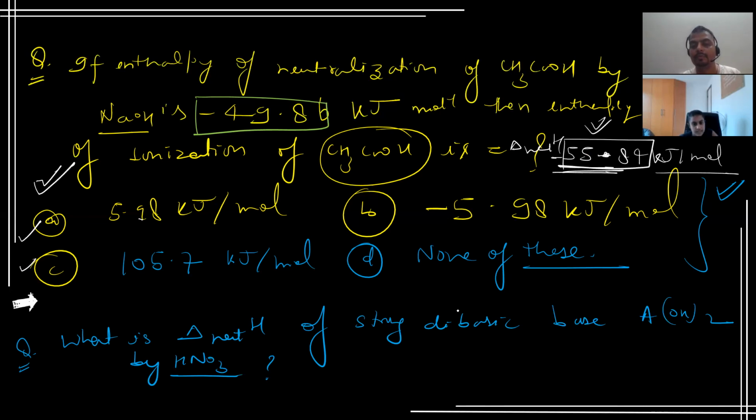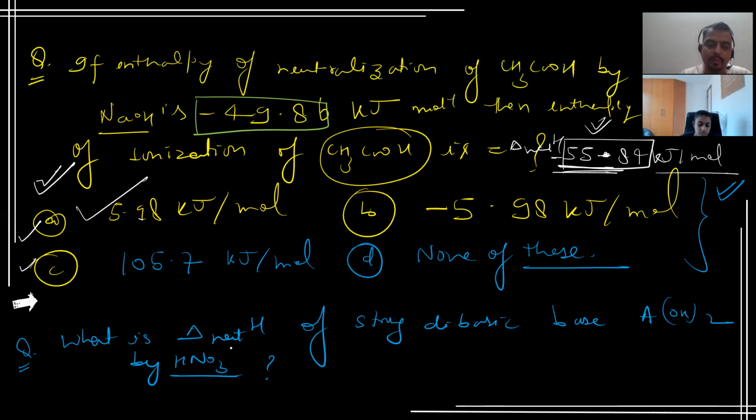Would then the answer be 5.98 kilojoules per mole? Yeah, it will be in positive or negative. That is what I wanted to know. I think it's going to be positive. Yeah, enthalpy of ionization will always be positive because you are providing the energy in order to break the ionic bond, ionic force. Okay.